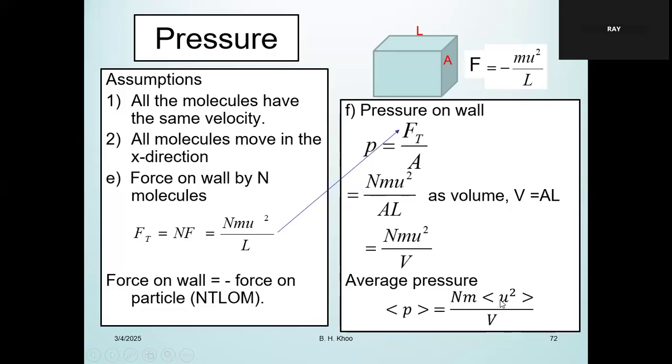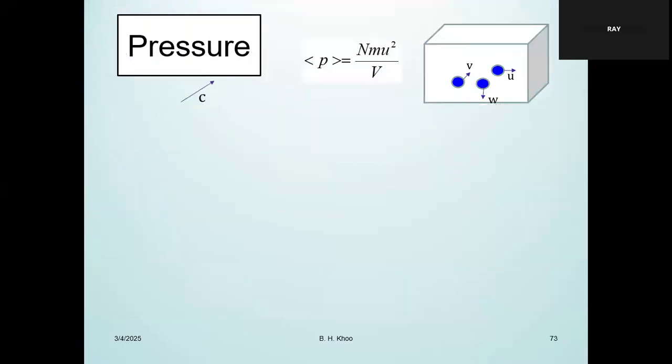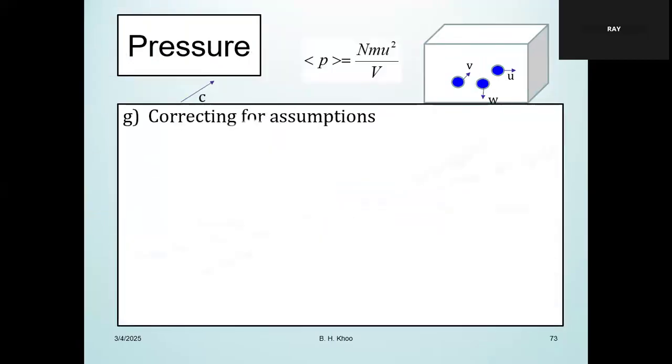Average pressure. Right? We just use average velocity. We average this one. Okay, you have derived this formula, but it's not perfect. We can modify it. Correct for the assumptions. You say the assumption is not suitable.